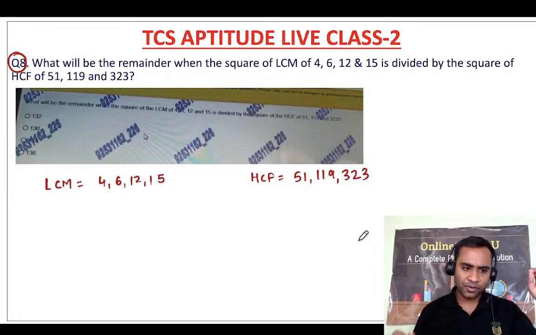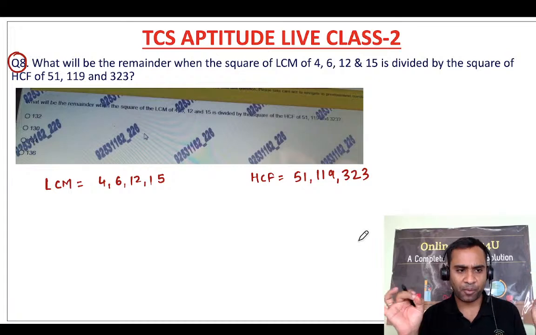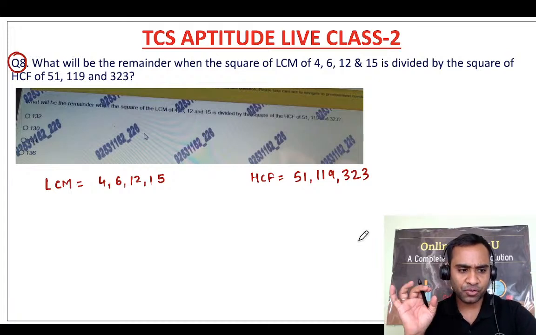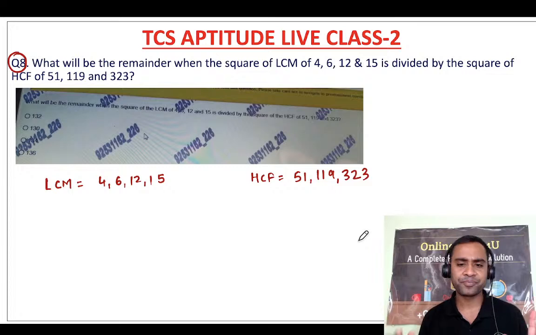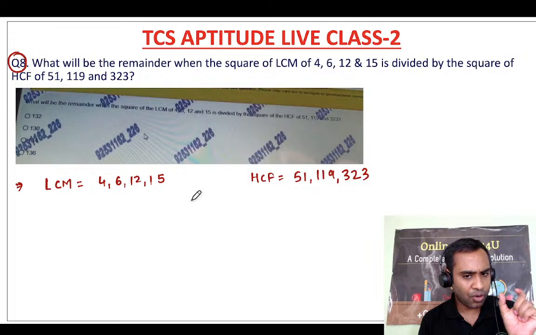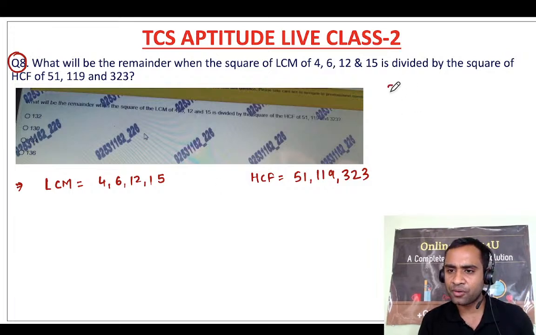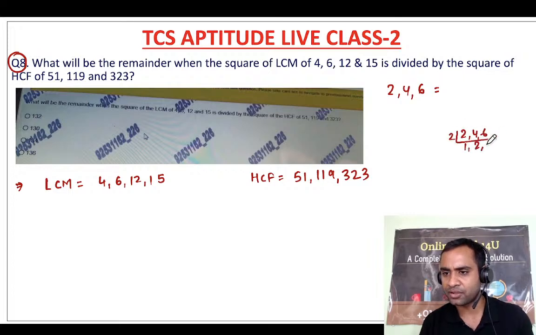Now, friends, when you are solving an HCF LCM problem in the examination, you have to be very, very careful. So how are you going to calculate the LCM and HCF? Always remember, if I ask you the LCM of 2, 4, 6, you will tell me 2 ones are 2, 2 twos are 4, and 2 threes are 6. So LCM will be 2 into 2 into 3, that is 12. So LCM will be nothing but 12.